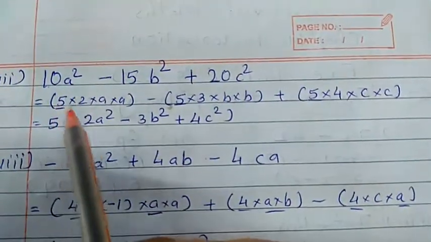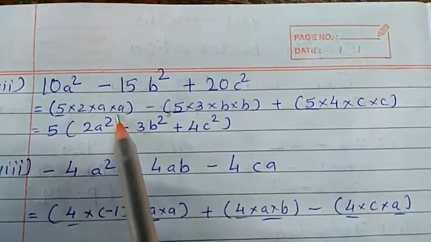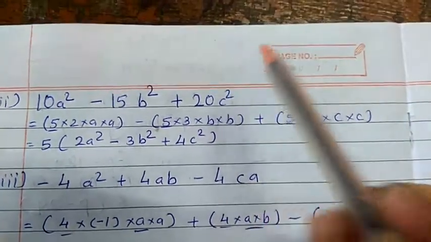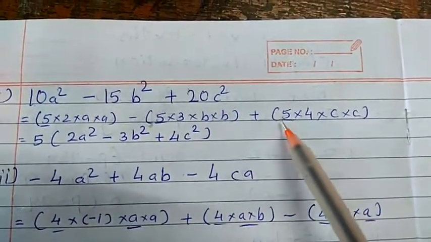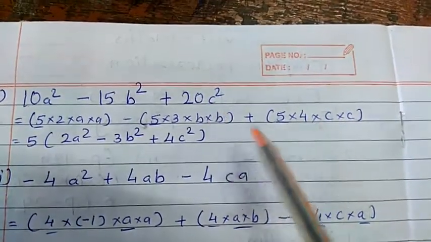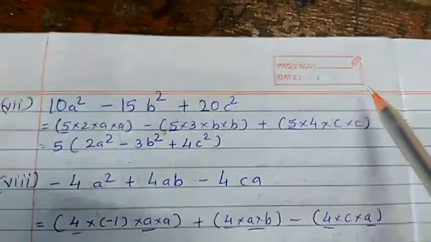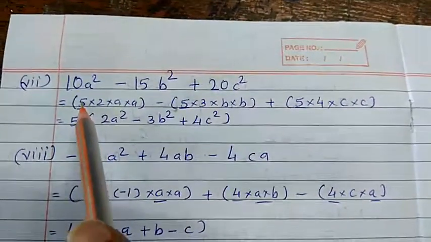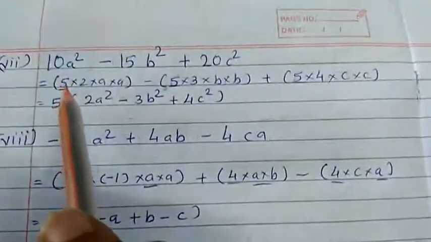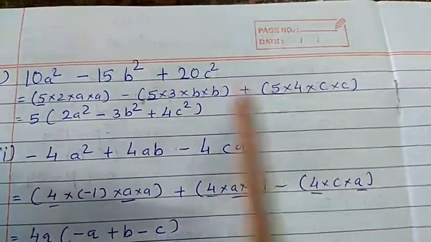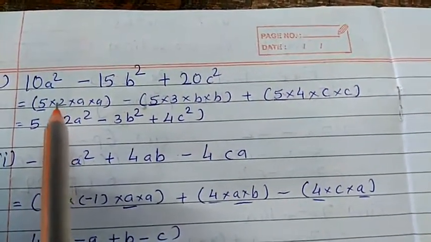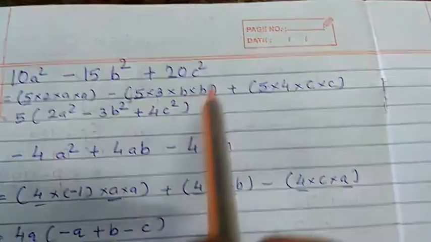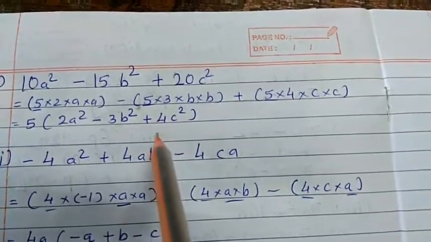So see, 5 into 2, a how many times? 2 times. 5 into 3, b how many times? 2 times. And 20, 5 into 4, and c how many times? 2 times. Now just check which number is common. Here only the numerical values are common in all the terms. So it is 5, 5 and 5. So the remaining is 2a square minus 3b square plus 4c square. Right?